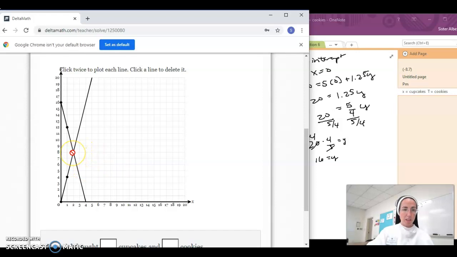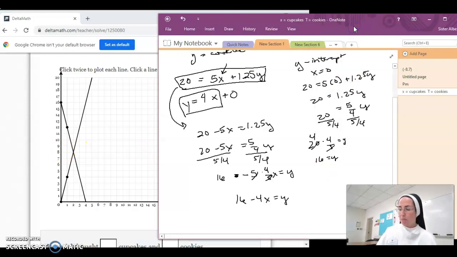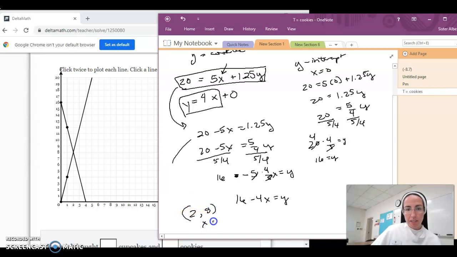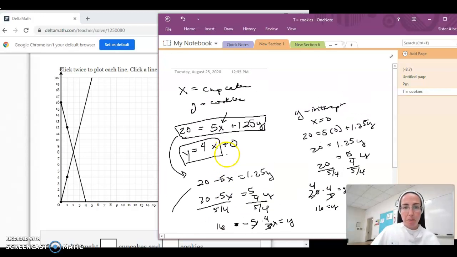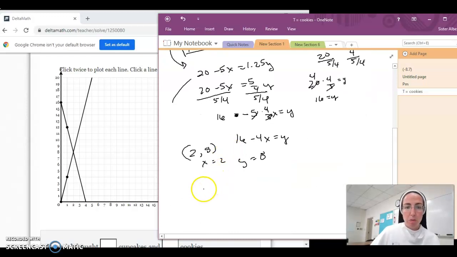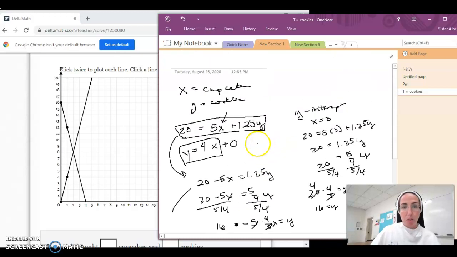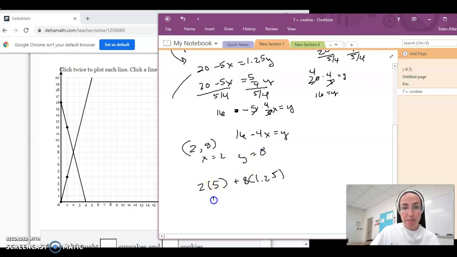Okay, they intersect. Where do they intersect? Looks like 2, 8. What does that answer mean? Means x equals 2, y equals 8. Well, x is the number of cupcakes. So how much money would we spend? 2 times $5 plus 8 times $1.25. Let's see if that adds up to 20, and then we know we got it right.